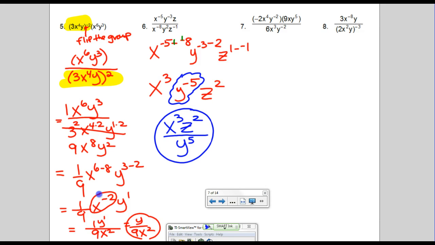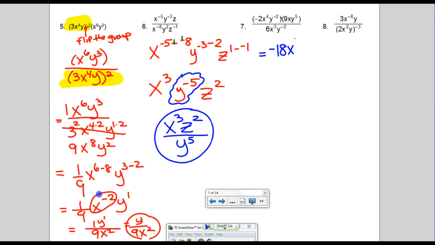Okay, next one, we have a couple things going on. We have multiplication, and then we have division. It's always best to combine the two on top together to make it one term before we divide. So we're going to go ahead and do that first. And again, there are multiple ways to do these problems. If you do it a different way and it ends up with the same answer, then you're using your rules correctly. It's fine. Multiplying, we get negative 2 times 9, which is negative 18.